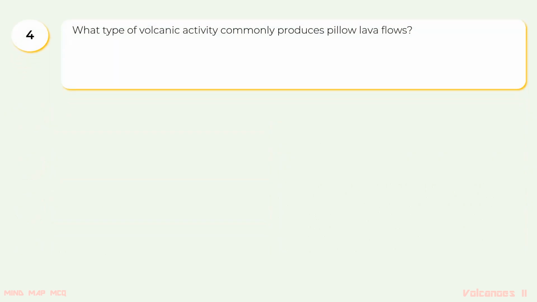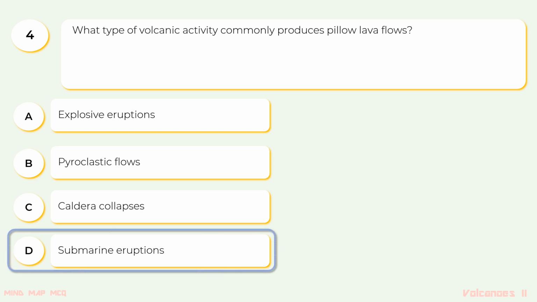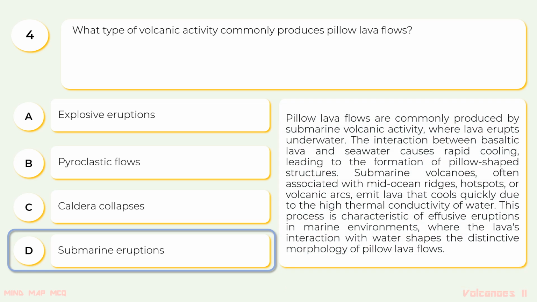4. What type of volcanic activity commonly produces pillow lava flows? The options are A. Explosive eruptions, B. Pyroclastic flows, C. Caldera collapses, D. Submarine eruptions. The correct option is D. Submarine eruptions. Pillow lava flows are commonly produced by submarine volcanic activity where lava erupts underwater.